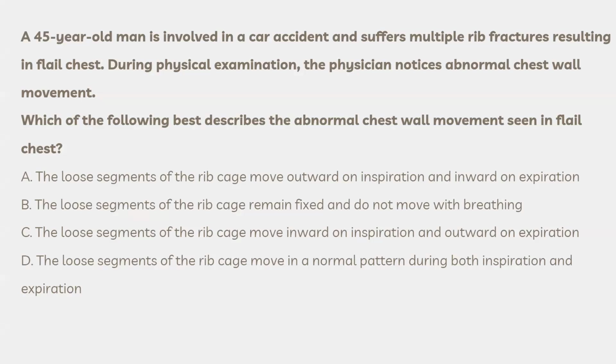A 45-year-old male is involved in a car accident and suffers multiple rib fractures, resulting in flail chest. During physical examination, the physician notes abnormal chest wall movement. Which of the following best describes the abnormal chest wall movement seen in flail chest?